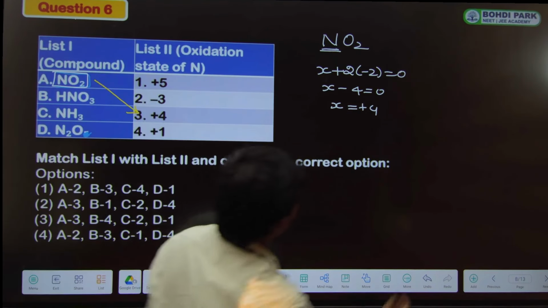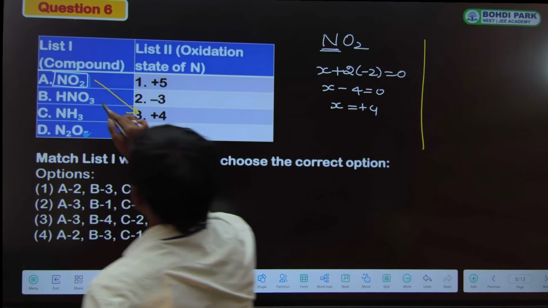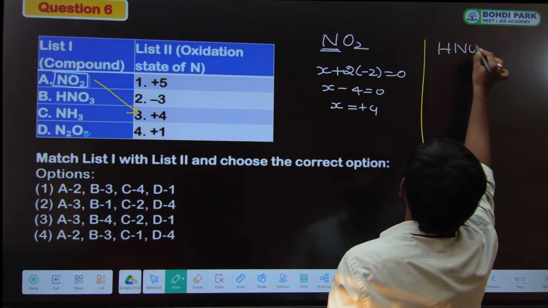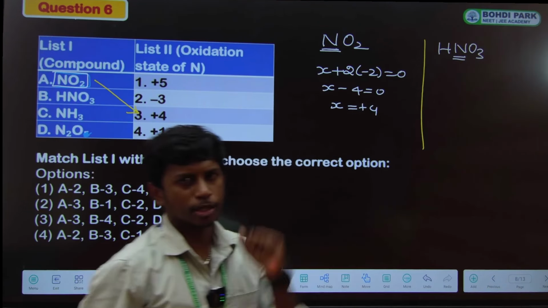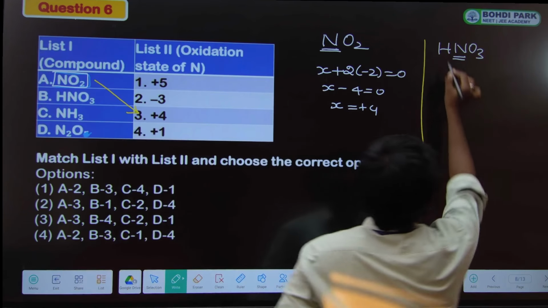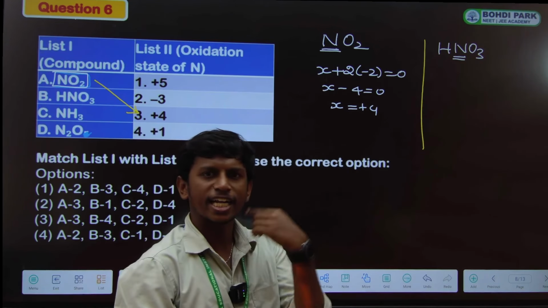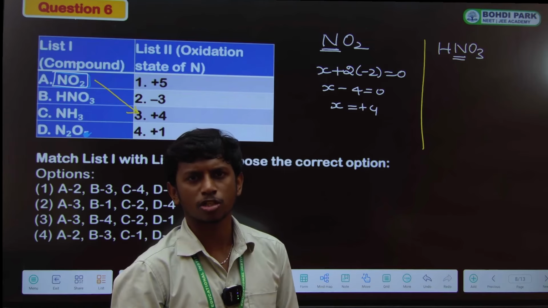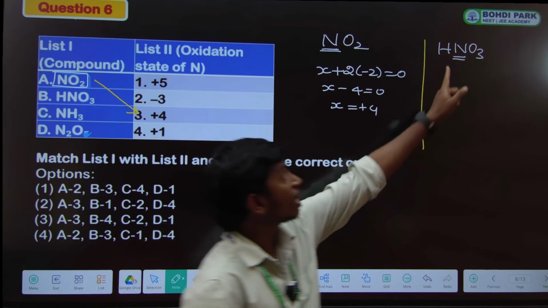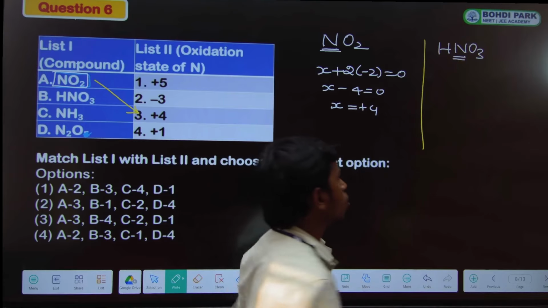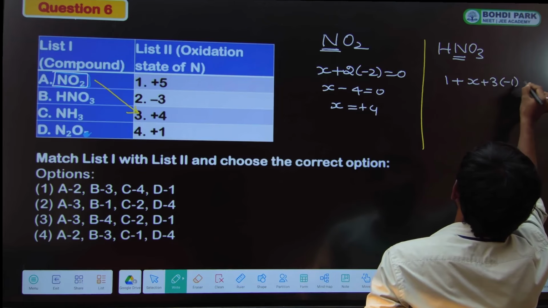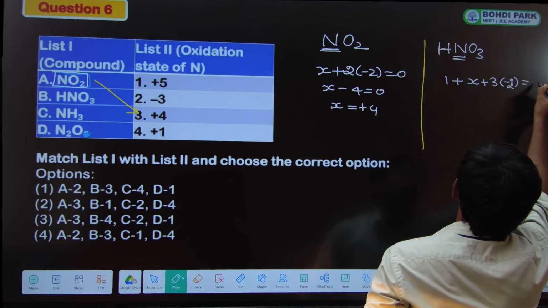Then next, they have given HNO3, nitric acid. We need to find the oxidation state of nitrogen in HNO3. If hydrogen is attached to a metal, its oxidation number is -1. If it is attached to a non-metal, its oxidation number is +1. Here hydrogen is attached to a non-metal, so its oxidation state is +1. So 1 plus x plus 3 into -2 is equal to 0.